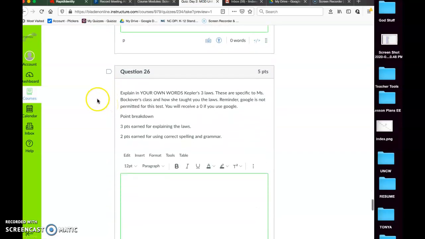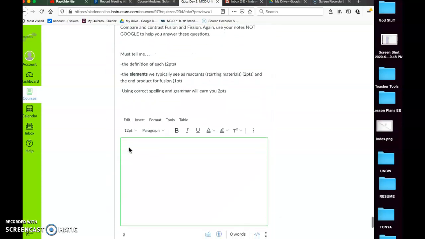Explain in your own words Kepler's three laws. These are specific to Ms. Backover's class and how she taught you the laws. Reminder, Google is not permitted for this test. You will receive a 0 if you use Google. Point breakdown: 3 points earned for explaining the laws as Ms. Backover taught you. 2 points earned for using correct spelling and grammar.